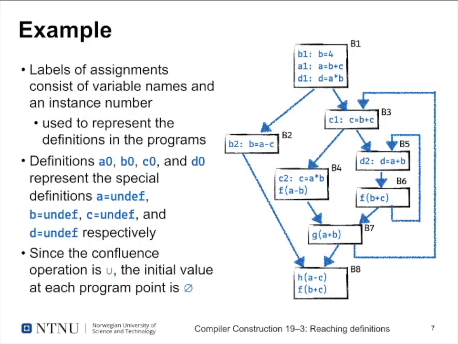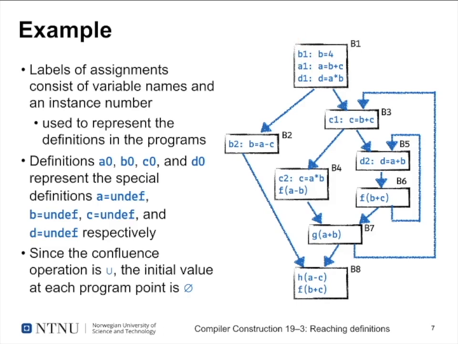Let's look at an example here. So we have our example program that you probably know from last time around. Here we see we have a number of instructions, and each assignment here is actually prefixed by a unique identifier, by a unique label like B1, A1, and D1 here. So labels of assignments consist of variable names and instance numbers. So B1 is the first assignment to variable B, and so on.